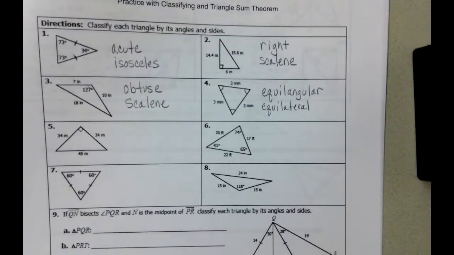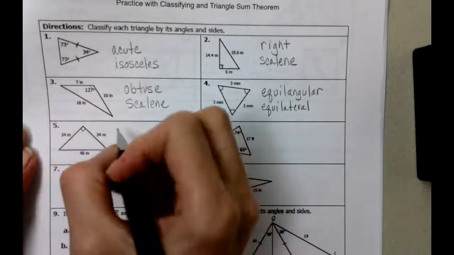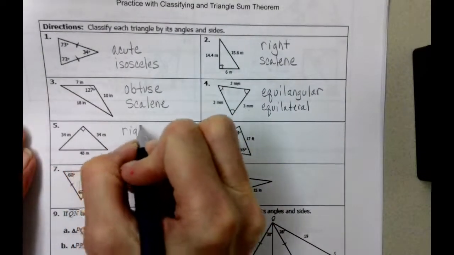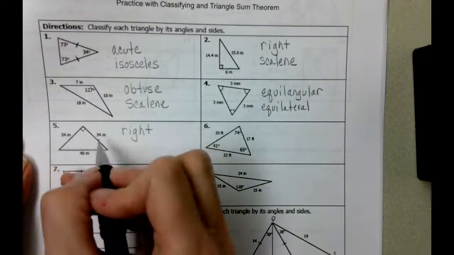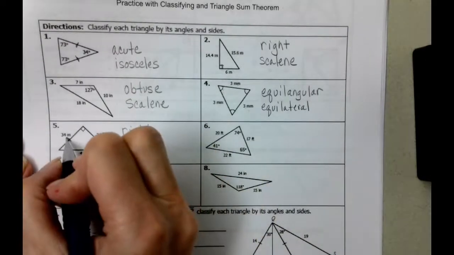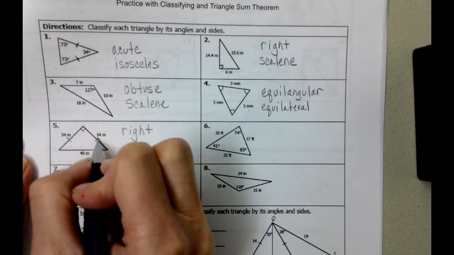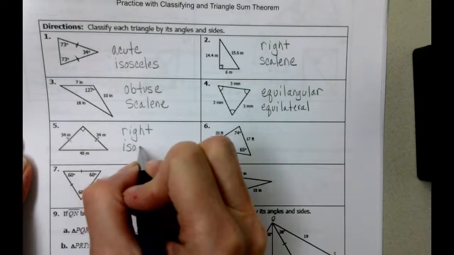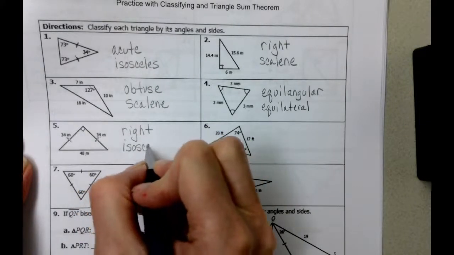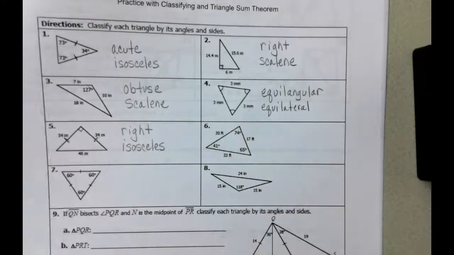Problem number 5, based on angle, we have a right angle in here, so it's right, and then we've got 34, 34, and 48. Well, that means this length and this length are the same. So here's at least 2 congruent sides. So this is definitely isosceles.